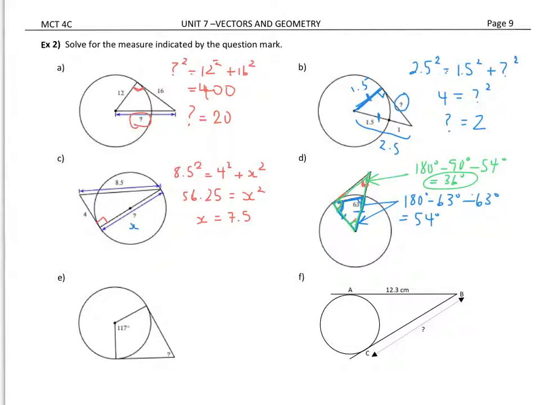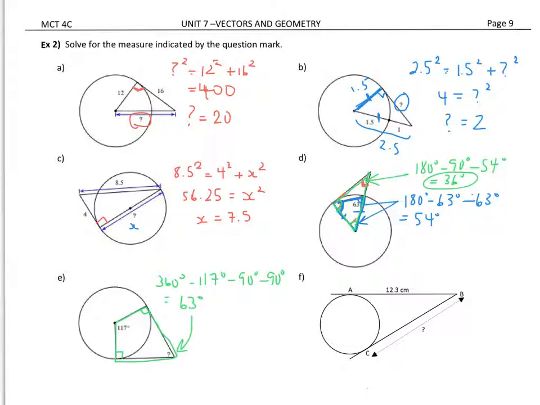All right, so for E, what I have is a radius meeting a tangent, so that's 90 degrees, and 90 degrees here. I know that angles in a quadrilateral, so this whole polygon here is a four-sided figure, they have to add up to 360 degrees. So if I have 360, I'm going to take off the 117 degrees in the center, and I'm going to take off the two 90-degree angles, and that will give us the angle in question here. So we'll have 63 degrees as our answer. Okay, so that angle is 63 degrees.